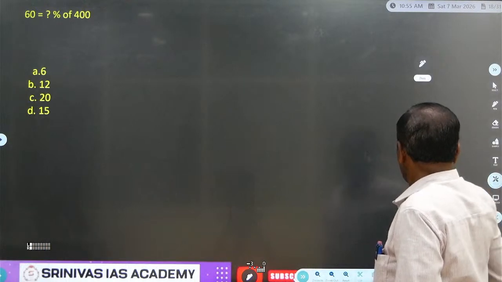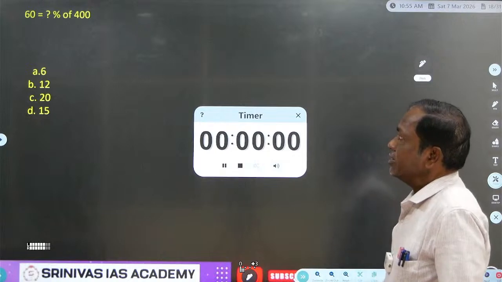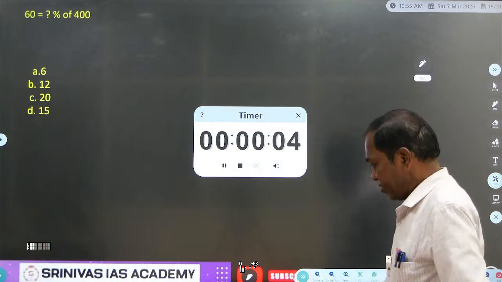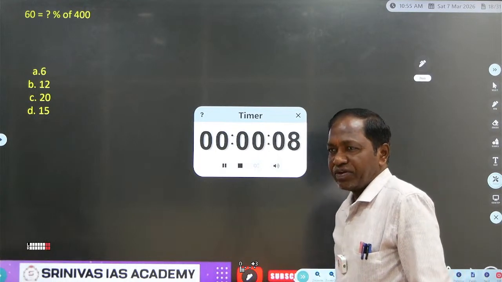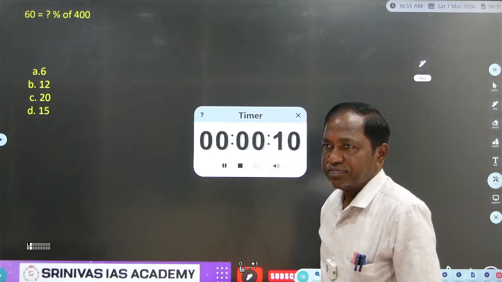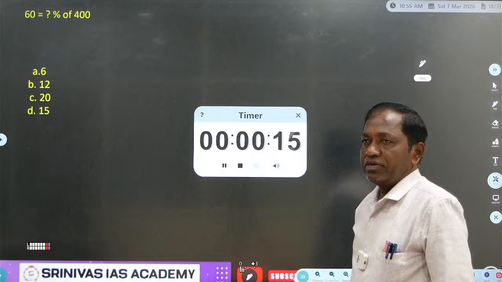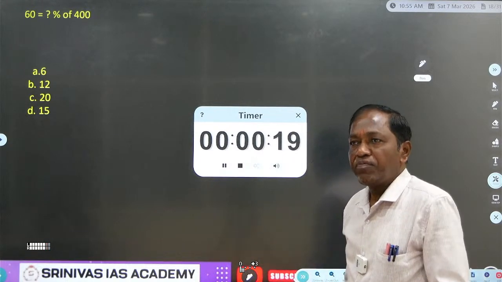Now, 60 equals x% of 400. It's a very simple one. Just for the sake of arithmetic, I put these questions. Because if we do it like this, then mentally we should be able to form the equation.